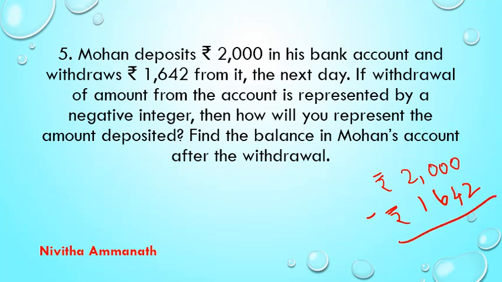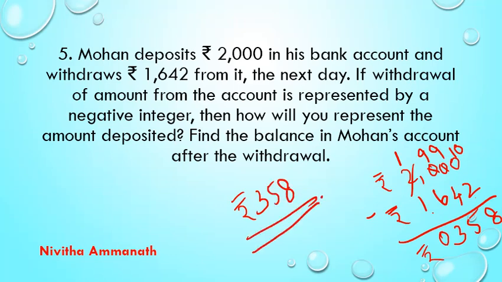So, how to subtract? Here 0 minus 2 is not possible, right? So, from here you have to take 1. So, this becomes 9 and this becomes 9 and this becomes 10. 10 minus 2 is 8, right? 9 minus 4 is 5. 9 minus 6 is 3. 1 minus 1 is 0. So, which is the answer? Rupees 358. That is the answer. Balance amount in Mohan's account is rupees 358. Next question.